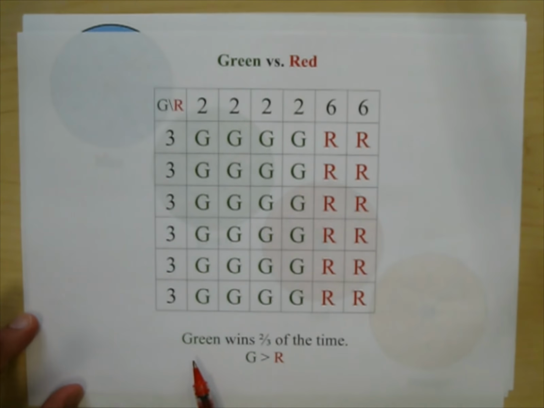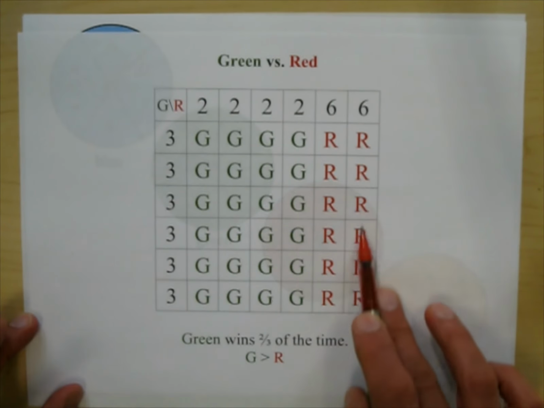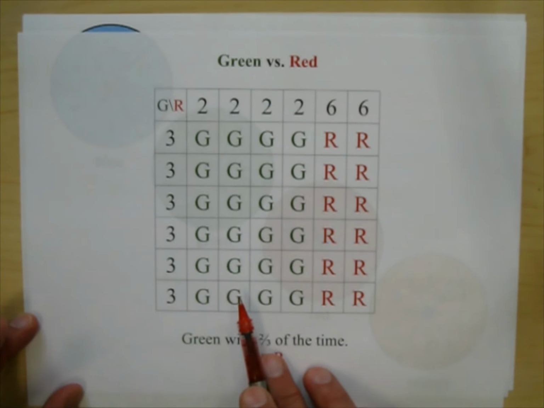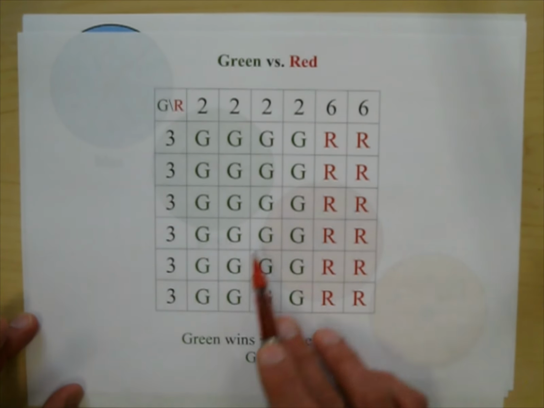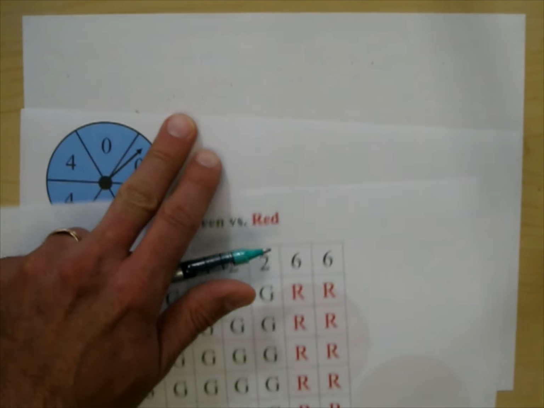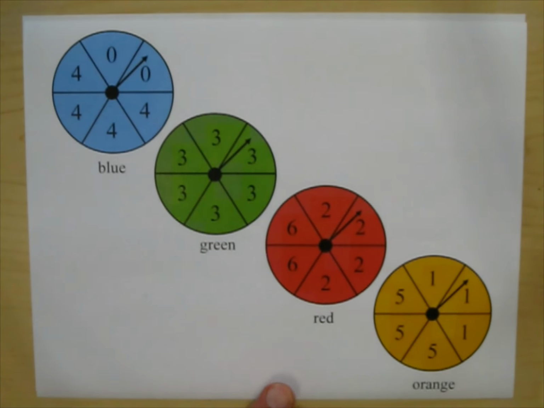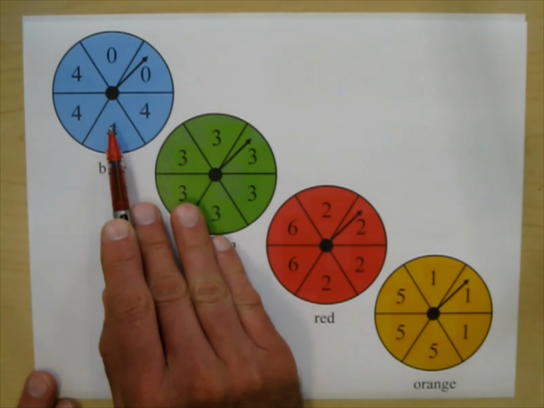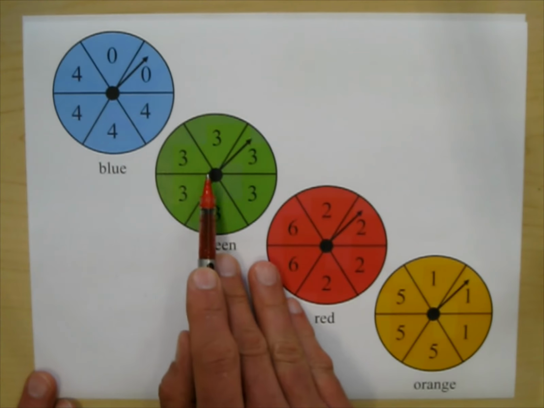But look at this. Green wins, and you can look at this up here. You can compute the probability. I mean, you can say that there's 36, and then there's 1, 2, 3, 4. There's 24 out of 36. So green wins 2/3 of the time. So green is greater than red. So that's interesting. So blue is greater than green. Green is greater than red.